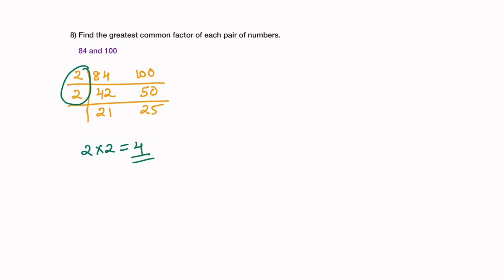So let's go to the next method. And in this method, I'm doing this. 84, I express this as 2 times 42, right? 2 comes down. 42 is 2 times 21 again. This 2 is down, this 2 comes down, and 21 is 3 times 7. It ends there, right? Because they all are now prime numbers. 100.